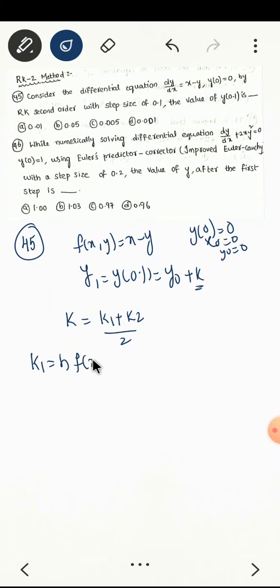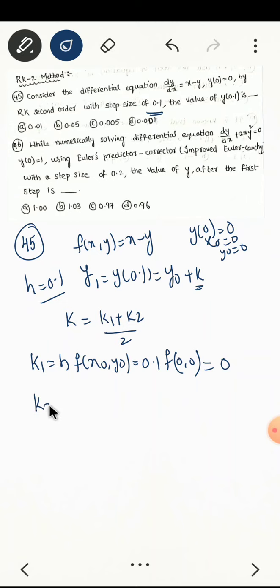k1 is equal to h into f of (x0, y0). As I was saying, you should remember those formulas. So what is the value of h given in the problem? Step size is h, so h equal to 0.1. So 0.1 times the function at (x0, y0), which is (0, 0). Substitute (0, 0) in the above function, and you will get the value of k1 as 0.